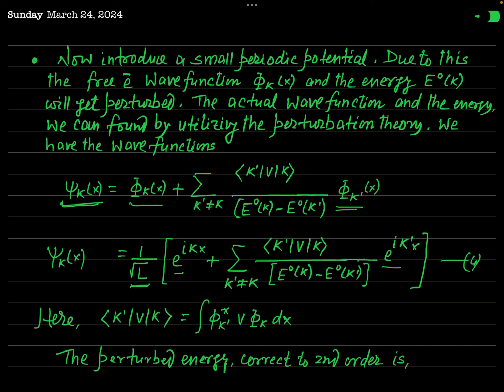So this 1 over root L is taken as a common factor, and you can write the expression for psi k of x like this: 1 over square root of L times e to the power i k x plus summation k dashed not equal to k, of k dashed V k over E naught k minus E naught k dashed, times e to the power i k dashed x. Actually, you have studied in your course on quantum mechanics that this symbol is defined in integral form like this. This k dashed V k is defined as the integral over all possible values of x of phi k dashed star V phi k dx.